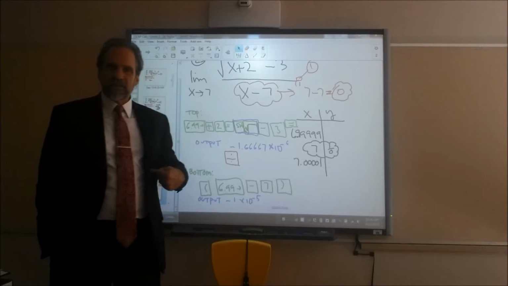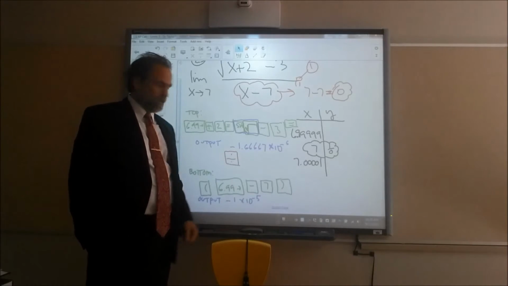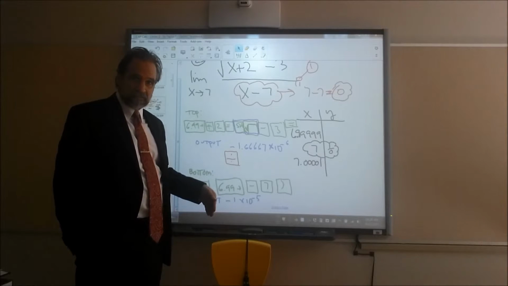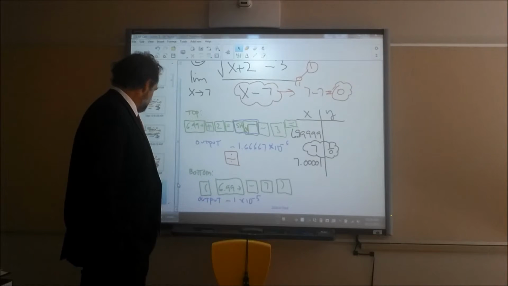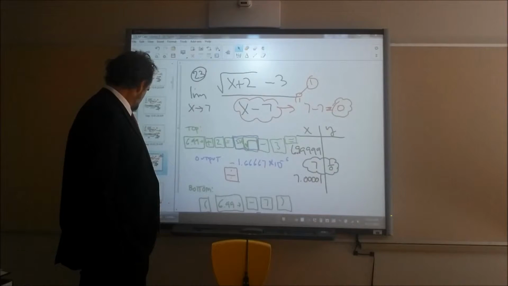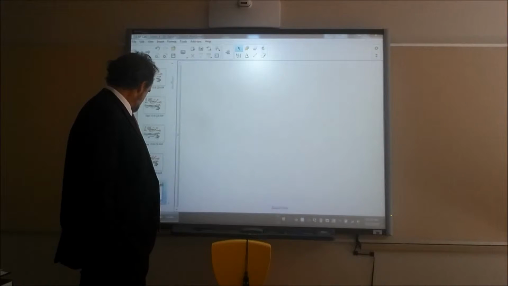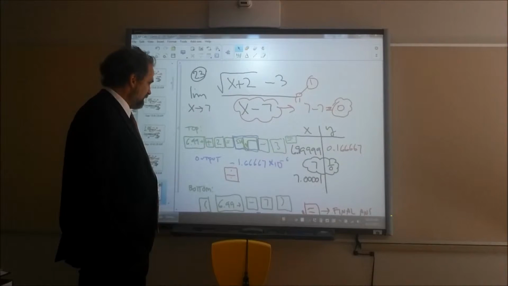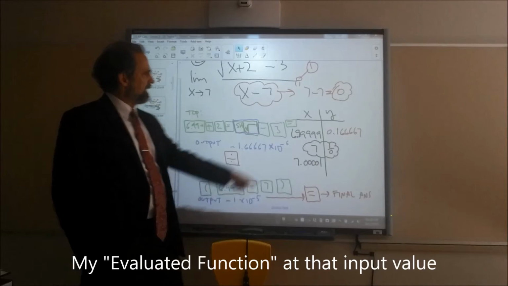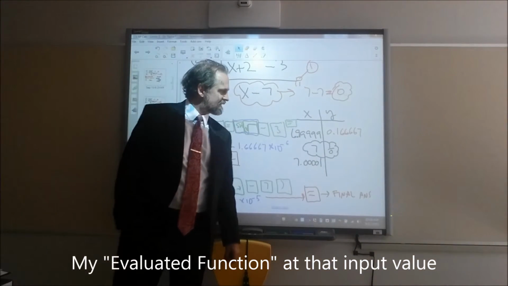My suggestion to you is this. Write that output down over a fraction bar, so you know what you got, okay? And then hit equals. Okay? You hit equals, you're going to get your final answer. And that final answer was 0.1666667.